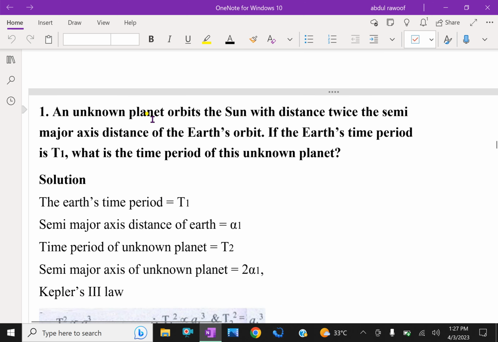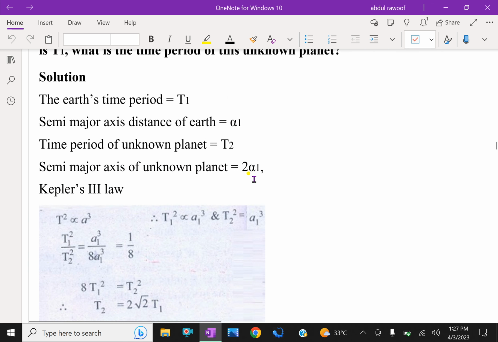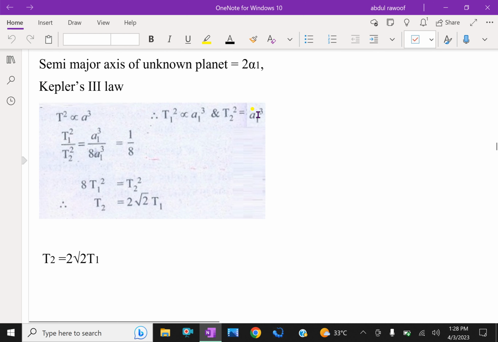It's given that the unknown planet orbits the sun with a distance twice the semi-major axis of the Earth's orbit. So the unknown planet's orbit has semi-major axis 2A1, because it is 2 times the semi-major axis of the Earth. By Kepler's third law, T square is proportional to A cube. That is, T1 square is proportional to A1 cube, and T2 square is proportional to 2A1 whole cube.